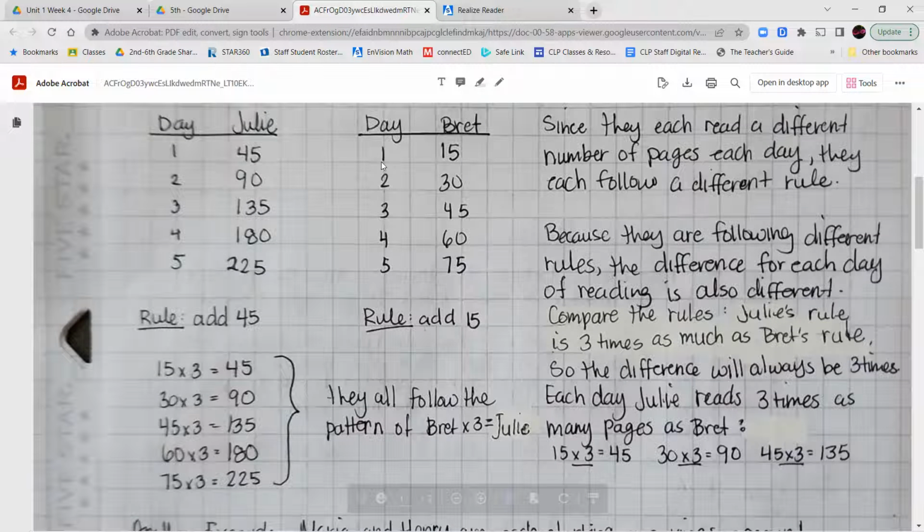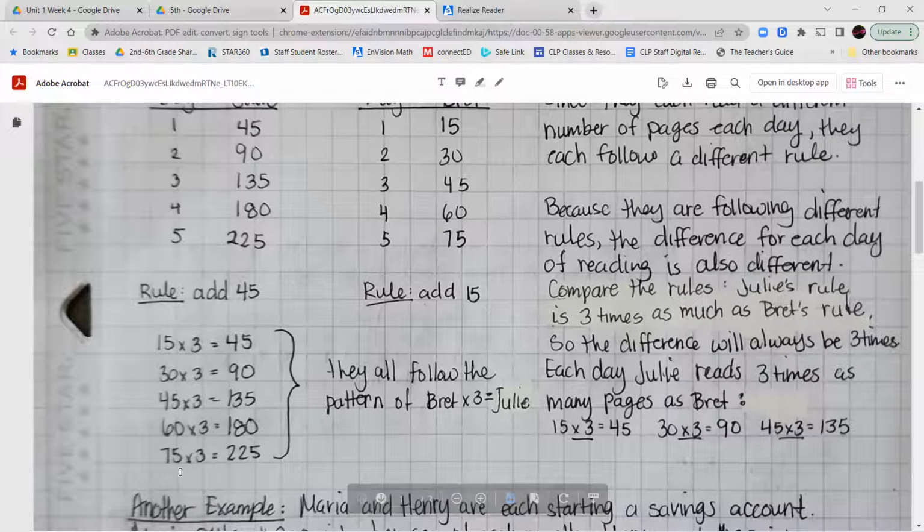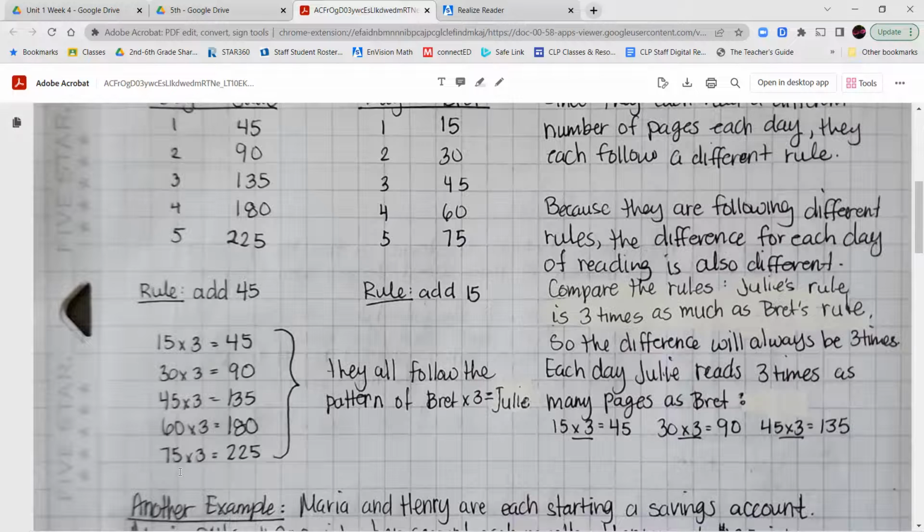So if we did 15 times 3 will give us her 45 pages. 30 times 3 will give us her 90 pages. 45 times 3 will give us the 135 pages. 60 times 3 will give us 180 pages, and then 75 times 3 gave us 225 pages. So we know Brett's number of pages times 3 will give us Julie's number of pages. So she read 3 times as many pages as he did, and we can also say that he read 1/3 as many pages as she did. So remember, you can turn it around and do the inverse.